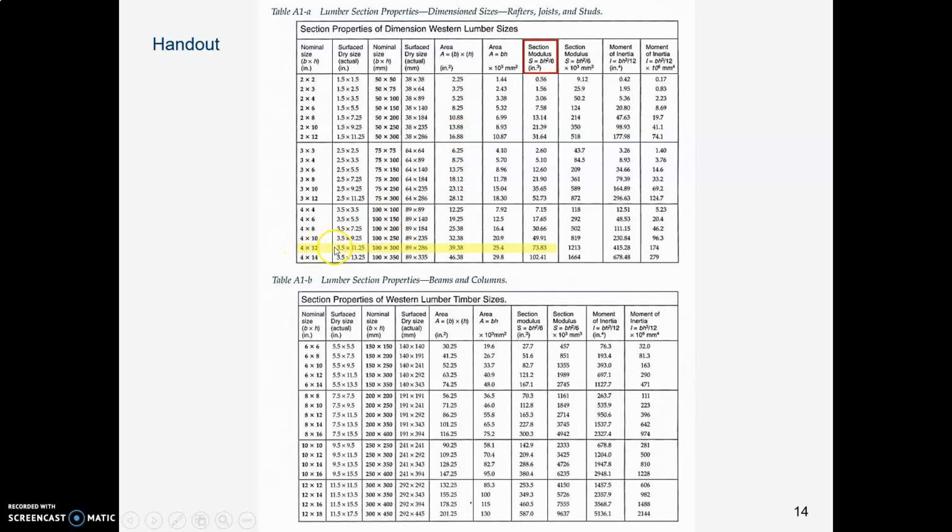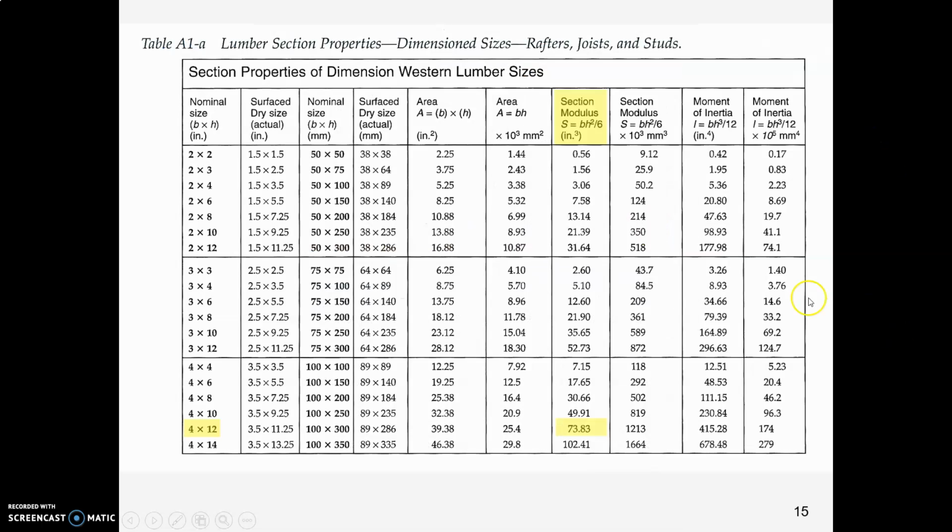And our 4x12 timber is in the top half of the page, but let's zoom in on it so we can actually read the numbers. Here's our size, 4x12. Here's our column for section modulus. So section modulus for a 4x12 is 73.83 inches to the third.